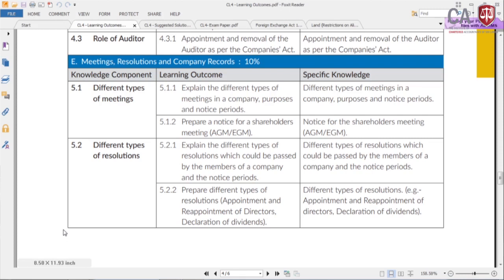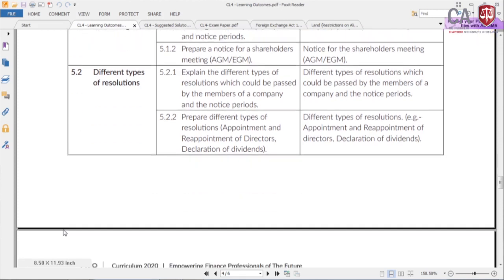Then having knowledge on how to prepare different types of resolutions, appointment and reappointment of directors, declaration of dividends, and having specific knowledge on the different types of resolutions. Example, appointment and reappointment of directors, declaration of dividends.